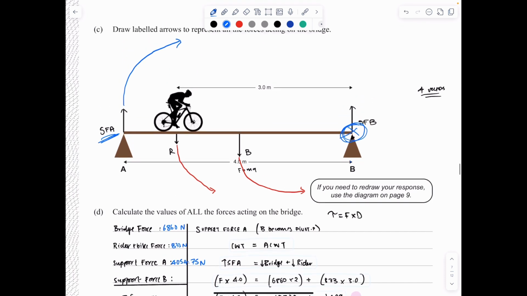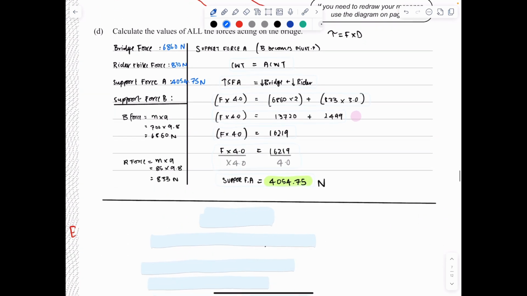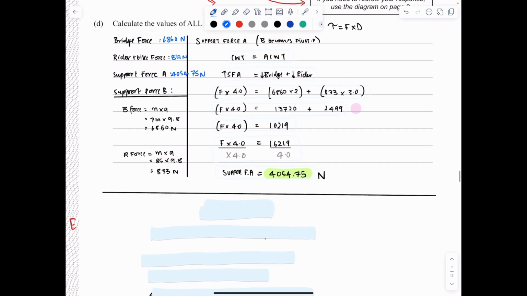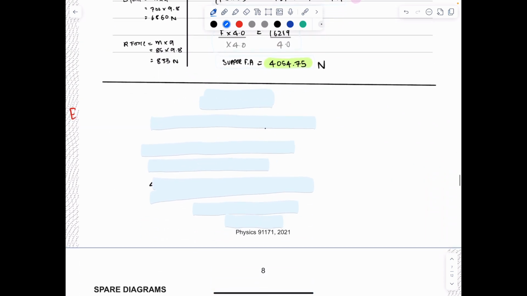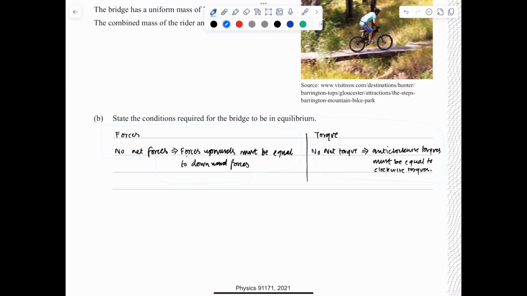Well, I could do the exact same, except make support force A my new pivot point, but I'm going to do it a different way. So feel free to do it the other way, but I'm going to do it in a different way, and you'll see how. So I'm going to use my second principle over here, that all the forces upwards must be equal to the forces downwards.